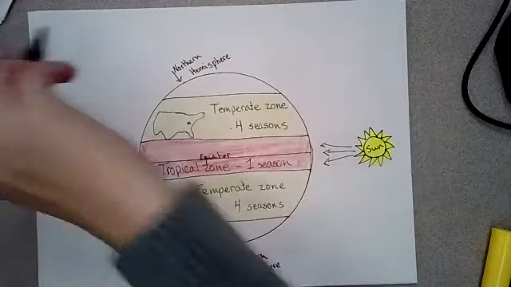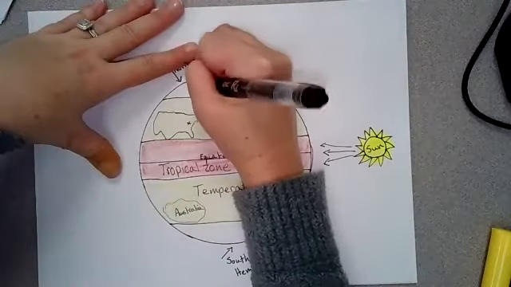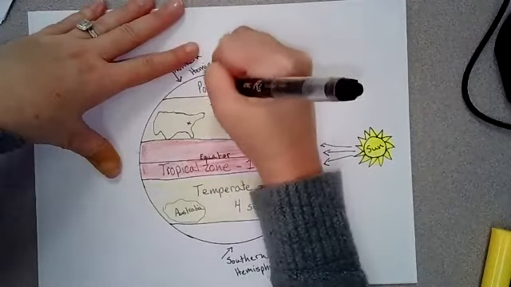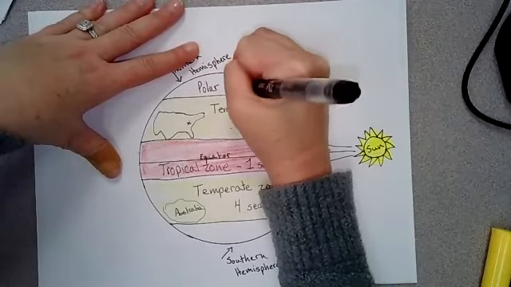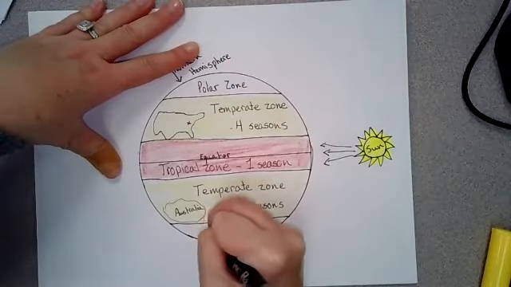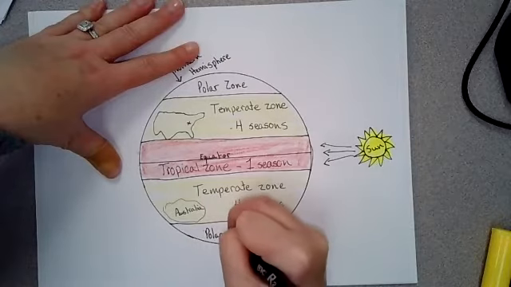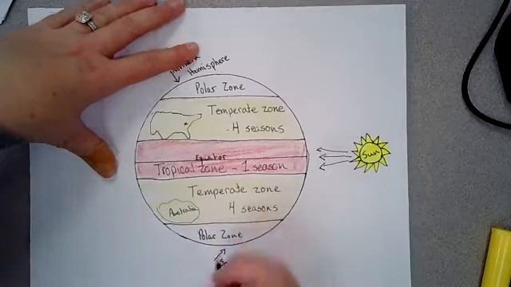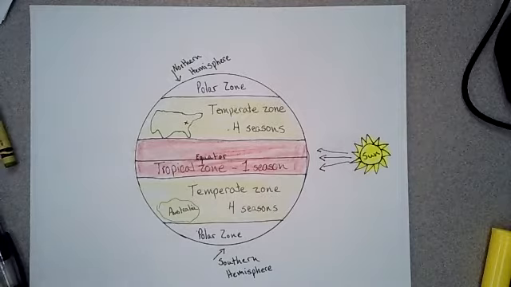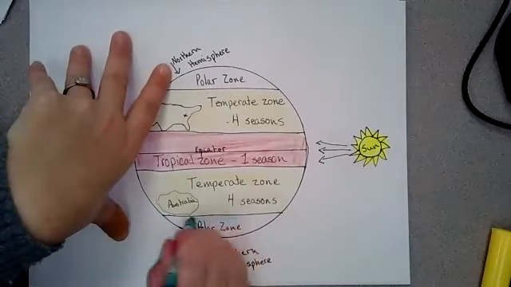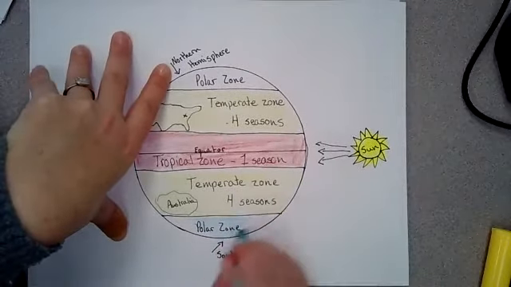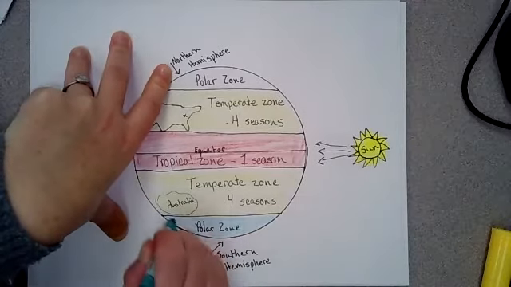All right, and the top zone, I'm sure that you probably have already guessed it. The top zone and the bottom zone are the polar zones. Polar zones are cold all the time. They are far, far, far away from the sun, the rays of the sun. And so they're cold. All right.